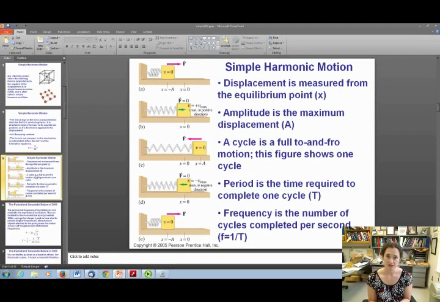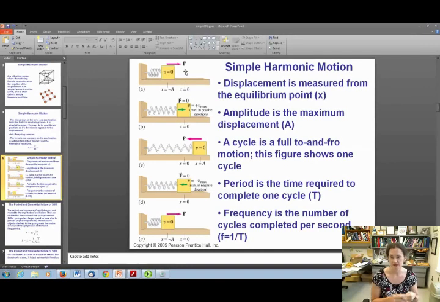The cycle, one cycle, is defined as starting at a place and going back to that place. In the images here on the right, you can see that it starts at minus A, so this is to the left of the equilibrium position at the maximum compression of the spring. It goes through equilibrium to the max position at the right, back through equilibrium, and then finally back to the left-hand side. That's one full cycle of motion.